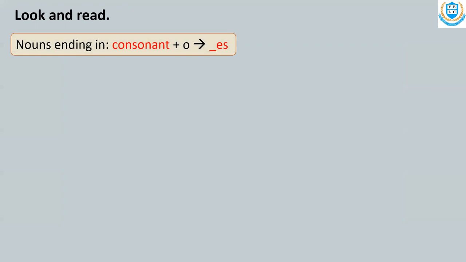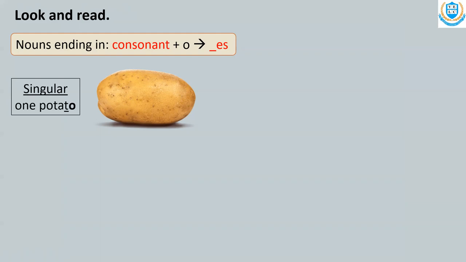So let's see the picture. So where is this? Potato, right? So singular or plural? Singular. And one potato. All right. So how many do you see? Two. Yes, so plural. So this one is called plural and two potatoes.